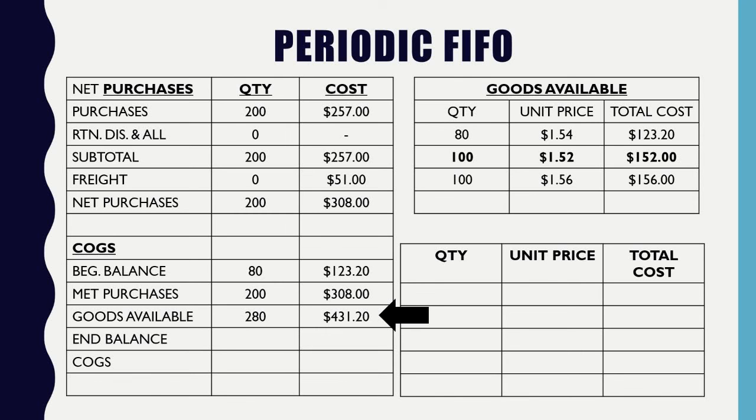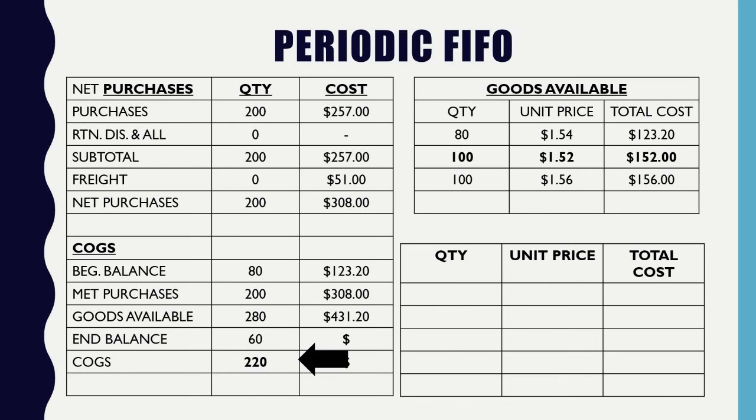Okay? And then, of course, we are also given that at the end of the period, we had a total of 60 units left on hand. So therefore, if I started out with 280 units and I have 60 units left on hand, my assumption is I must have gotten rid of, or I must have sold, 220 units. Okay? So this is my cost of goods sold. That's how many units are gone. So now my goal is I need to solve for the cost. How much did it cost me to sell 220 units?